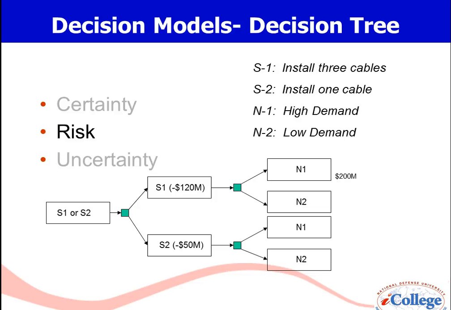Now, if it's high demand and I've installed 3 cables, my revenue will increase by $200 million. If I've installed 1 cable, it will increase by $90 million. Let me back up and try that again.